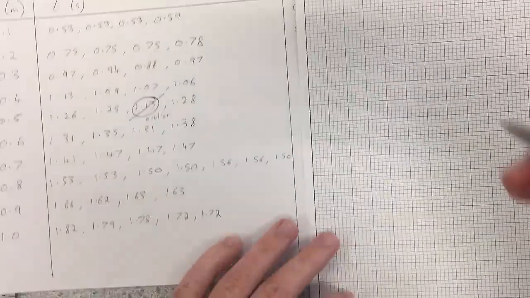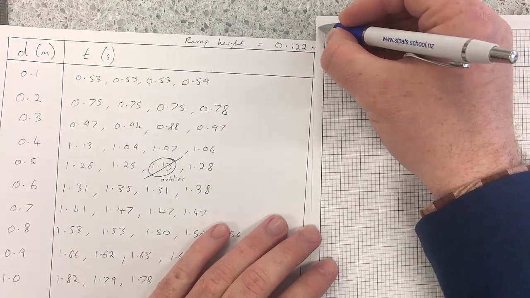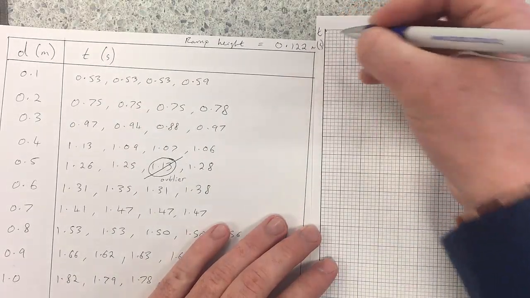For our time, so I'll label up the time axis. I'll put a label up here for t in seconds.